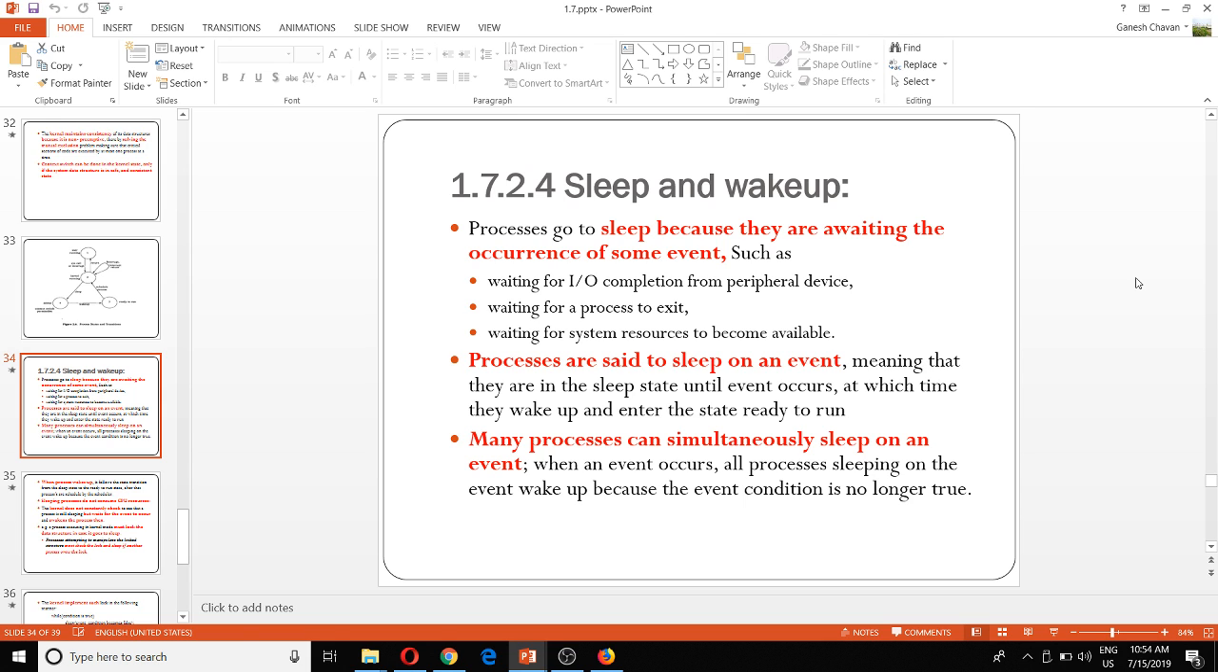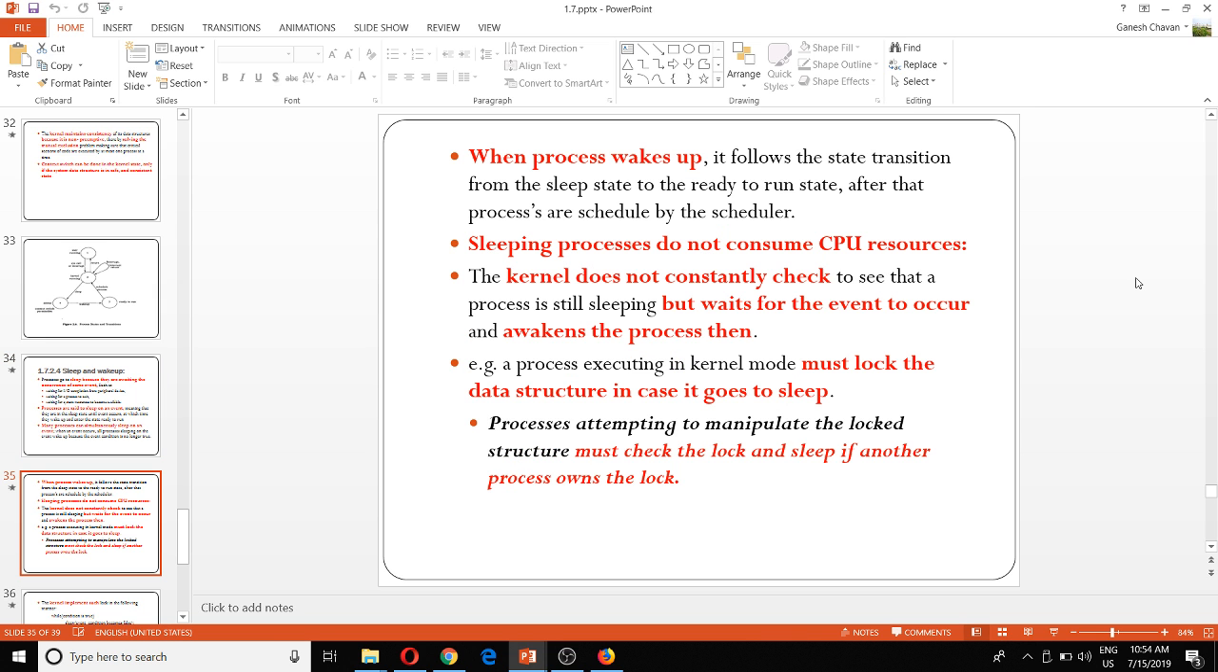Many processes can simultaneously sleep on an event. When an event occurs, all processes sleeping on the event wake up because the event condition is no longer true. When a process wakes up, it follows the state transition from the sleep state to the ready to run state. After that, processes are scheduled by the scheduler. Sleeping processes do not consume CPU resources. The kernel does not constantly check to see that a process is still sleeping but waits for the event to occur and awakens the process then.